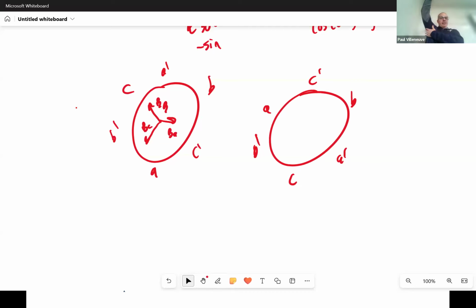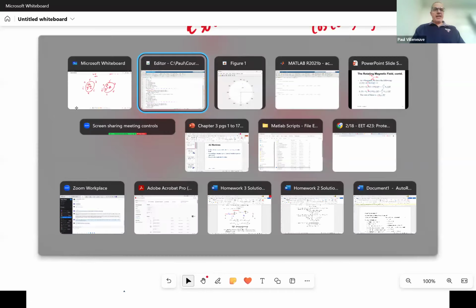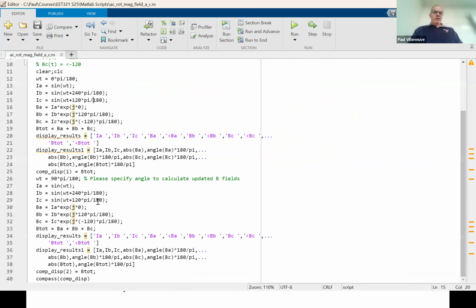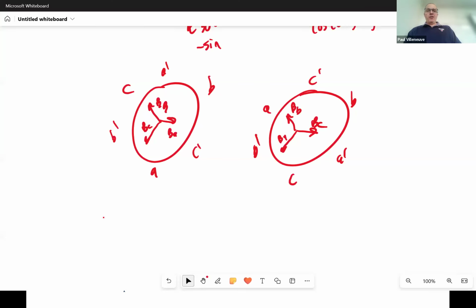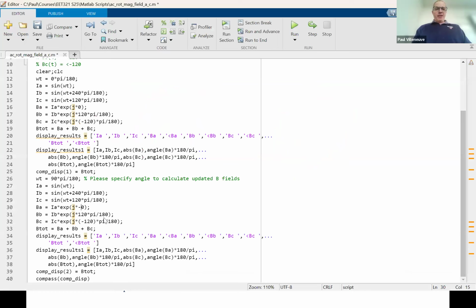So now if I'm going to do my vectors, this is B sub A. This is B sub B. And this is B sub C. So I'm going to have to go ahead and correct those in here. So B sub A is no longer at 0 degrees. You can see over here, it's at minus 120. So I make this minus 120.